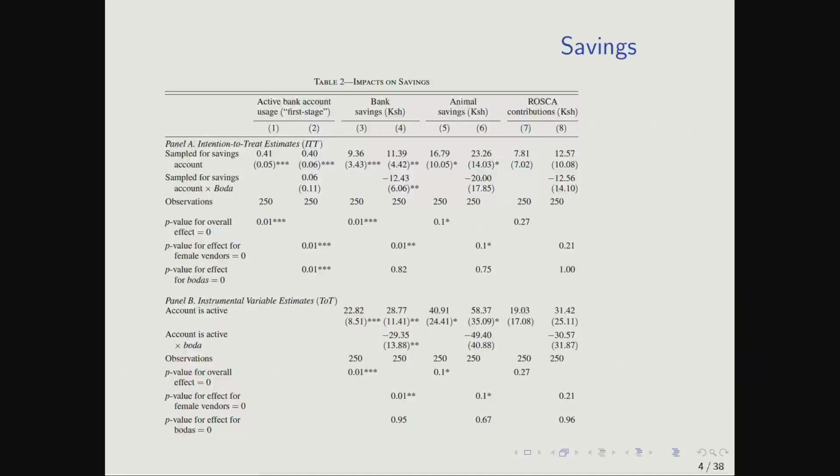And then they look at whether they have more money in other forms. So one is animals, the famous bullocks or other things. And the other is ROSCA contributions. Those are rotating savings and credit associations where people save together. So they don't find a substitution away from the ROSCAs. If anything, people are more likely to have animals, perhaps because they accumulated enough money to buy an animal and have more in the bank. You notice that they don't try total savings. They don't even attempt to measure total savings. So this goes back to your question of it's hard to measure savings.